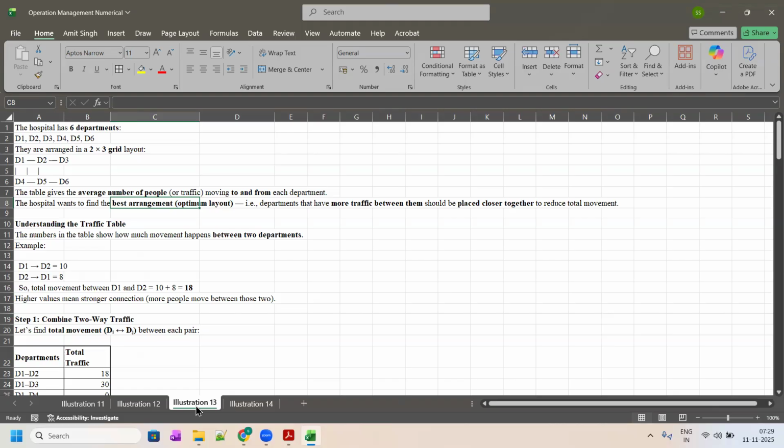Okay, so here we are assuming that this table is giving us the average number of people or traffic moving from one department to another department, and they want to know the best arrangement or optimum layout, where the departments that have more traffic between them should be placed closer to reduce their total movement, and to reduce the cost. Here, how will we understand the traffic table?